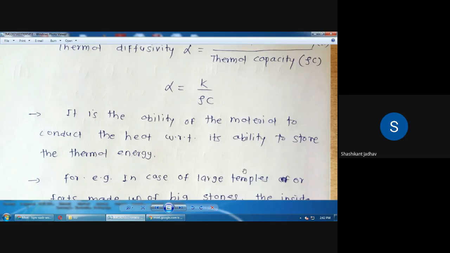Understand, when alpha is higher, thermal diffusivity will be higher. So what is the meaning of that? Thermal diffusivity is higher means thermal conductivity is higher, meaning the material has a higher heat conducting capacity as compared to its heat storing capacity. So a material that conducts maximum heat as compared to storing heat has high thermal diffusivity. And if there is low thermal diffusivity, what is the meaning? The material has low heat conducting capacity as compared to its heat storing capacity.